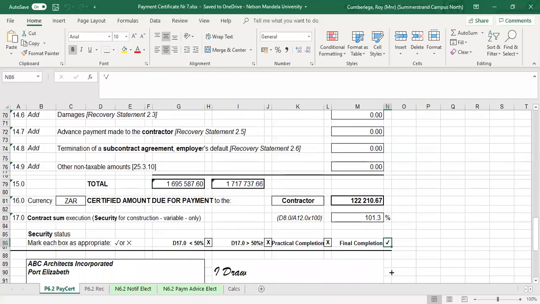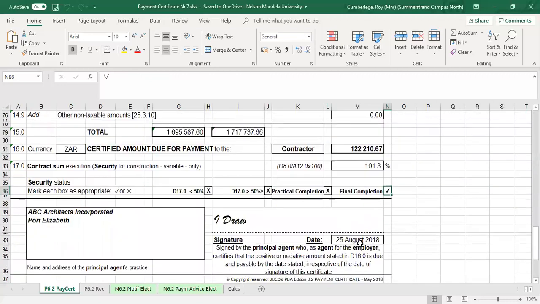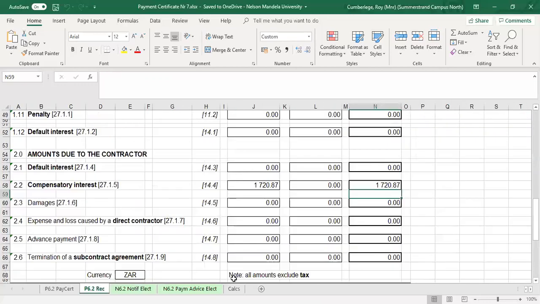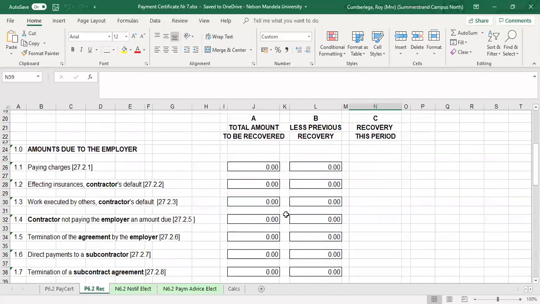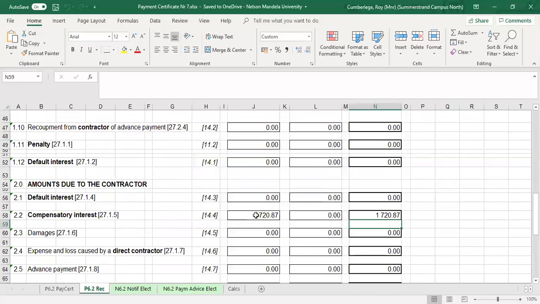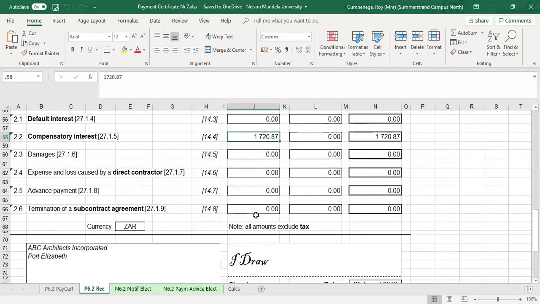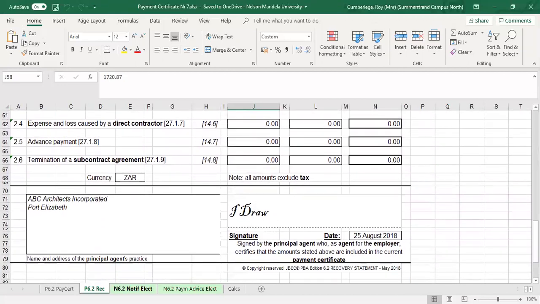And remember now, as I said, clause 25.15 stipulates you're only going to issue the certificate if we've received a certificate of final completion issued by the principal agent. So that settles the JBC's payment certificate. The recovery statement, in this case, is for certificate number 7. There were no other values except the compensatory interest that we've calculated. That's for your main contractor.